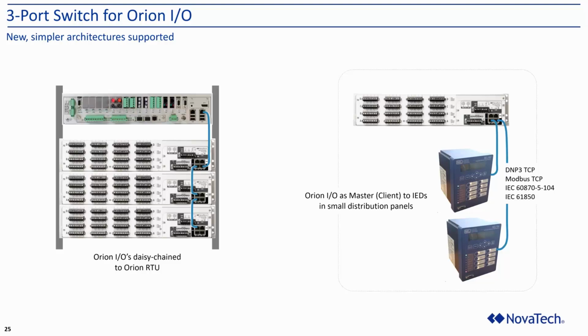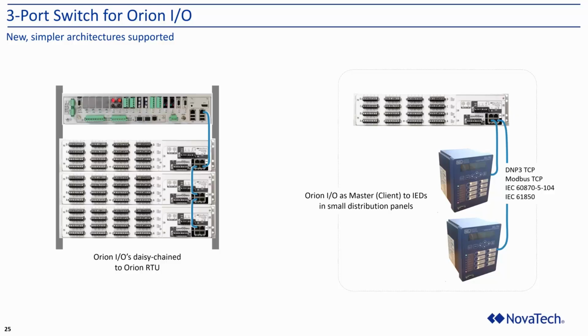A couple of different applications for that 3-port unmanaged switch: one is if you want to daisy chain your Orion I/O. If you didn't want to run everything up to a switch, or even have a switch in the station, maybe you have a small substation with 2 or 3 Orion I/Os in the design, this switch option allows you to daisy chain those and have a simplified design. So that's one option there.